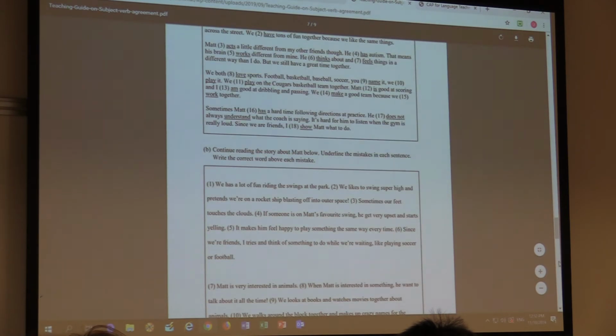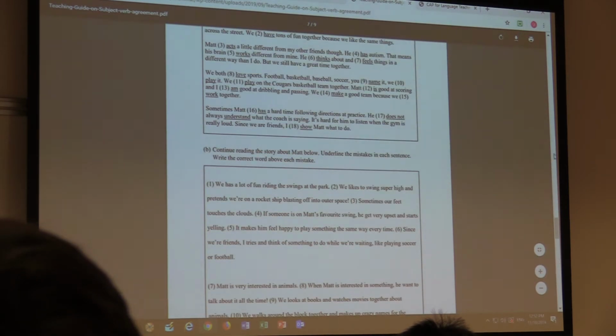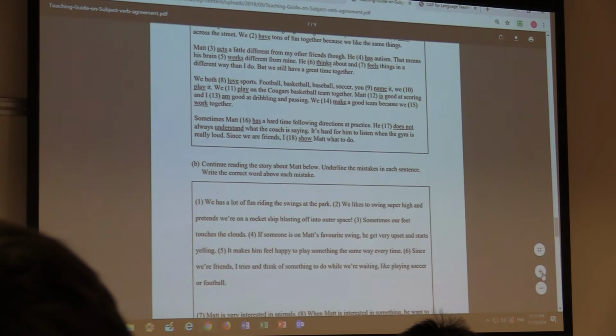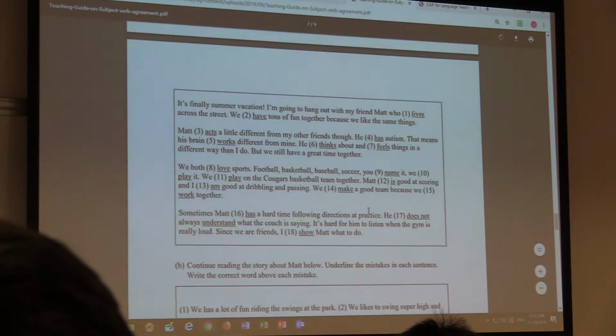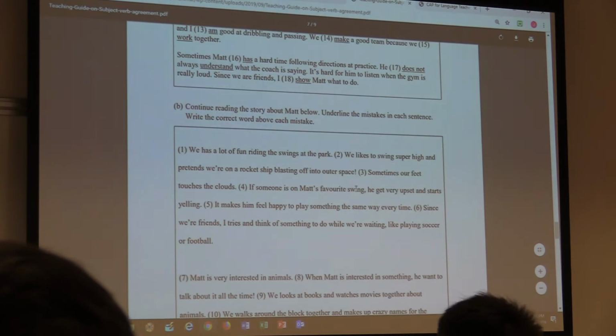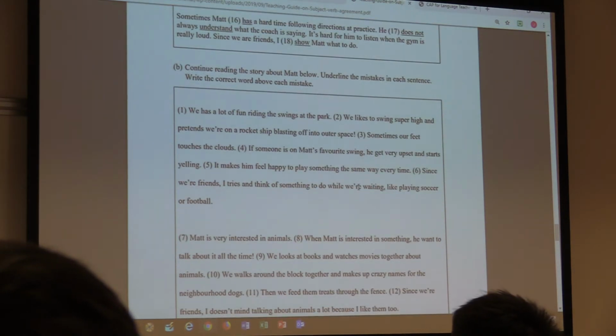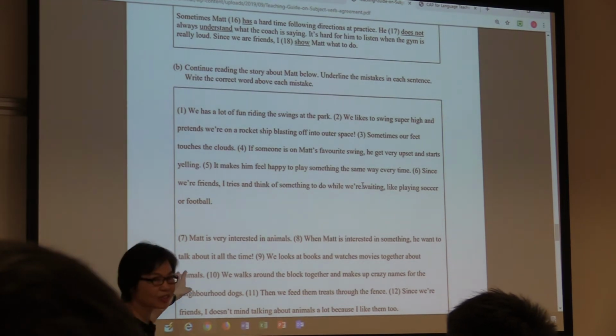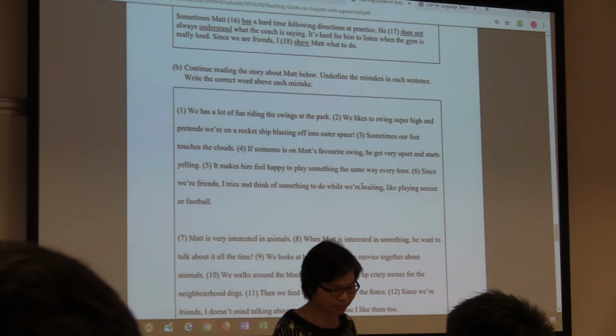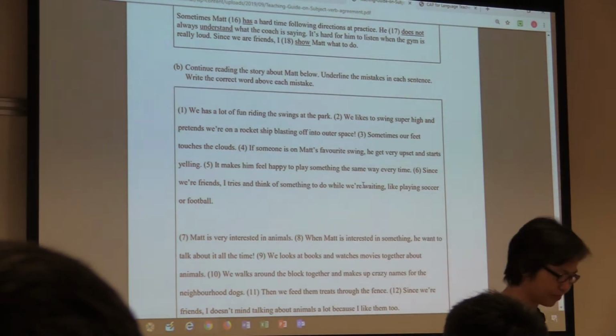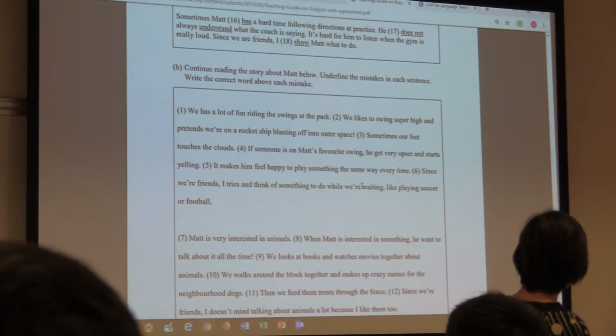So after watching the story and completing this text, language practice, then there's another exercise on correcting errors. So it's still about language practice here. Still based on the story.